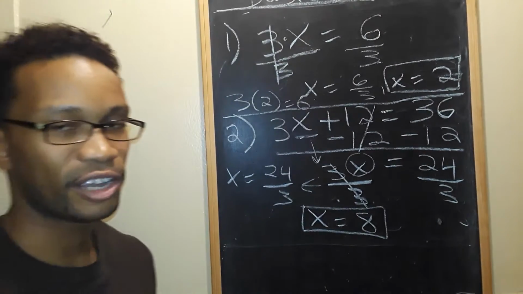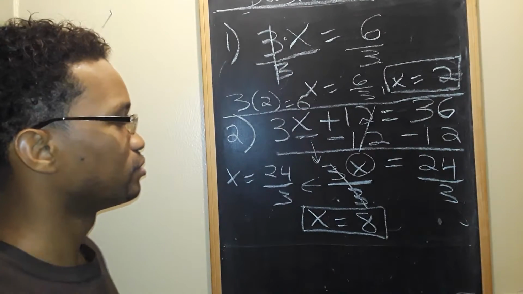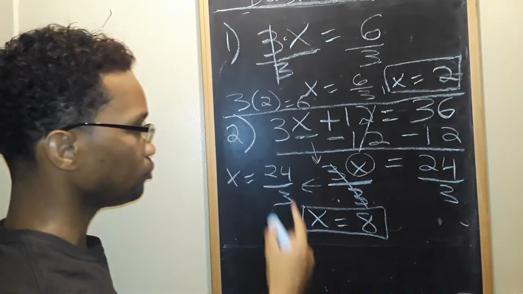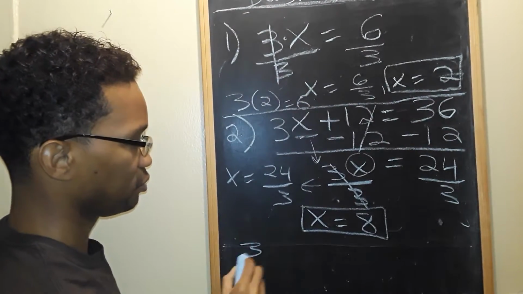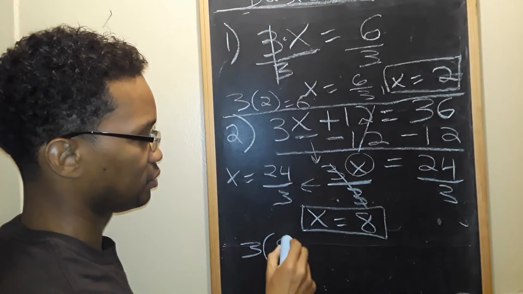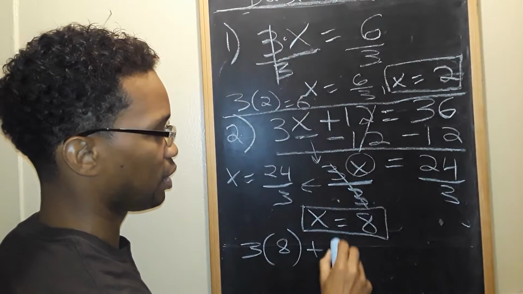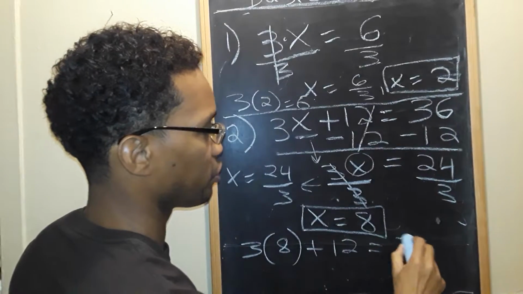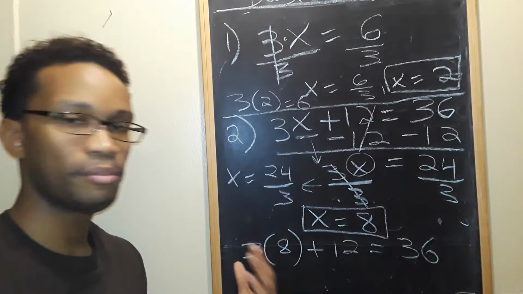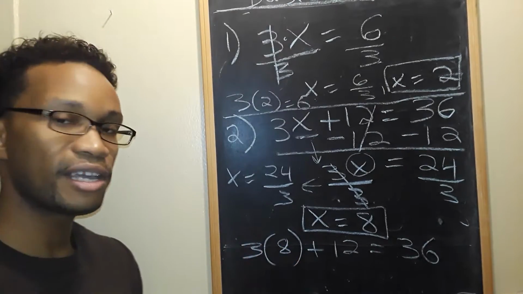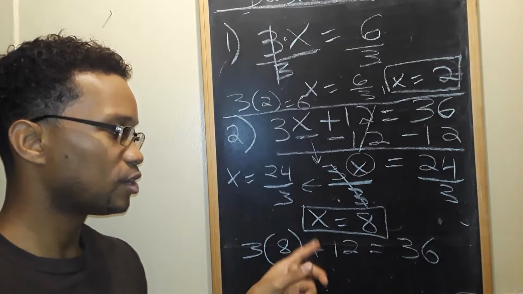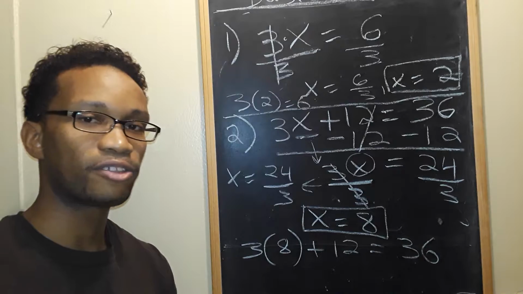Now you could double check your answer to make sure that you're on the right path. So let's check it out. So let's write it here. So 3 times 8 plus 12 is equal to 36. When you do the math, it makes sense. 3 times 8 is 24. 24 plus 12 does give us back 36.